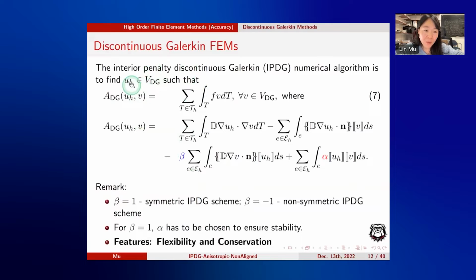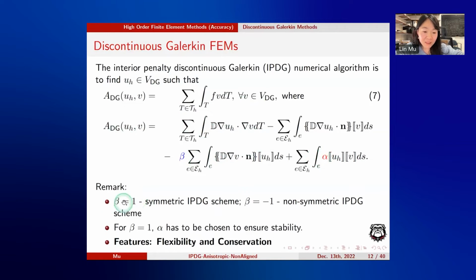We will find the numerical solution belongs to this DG finite element space, such that equation number 7 is satisfied. So the bilinear form A_DG is defined as this one. We have several parameters in the scheme, beta and alpha. In order to weakly enforce the continuity across the boundary, we need this alpha and beta.